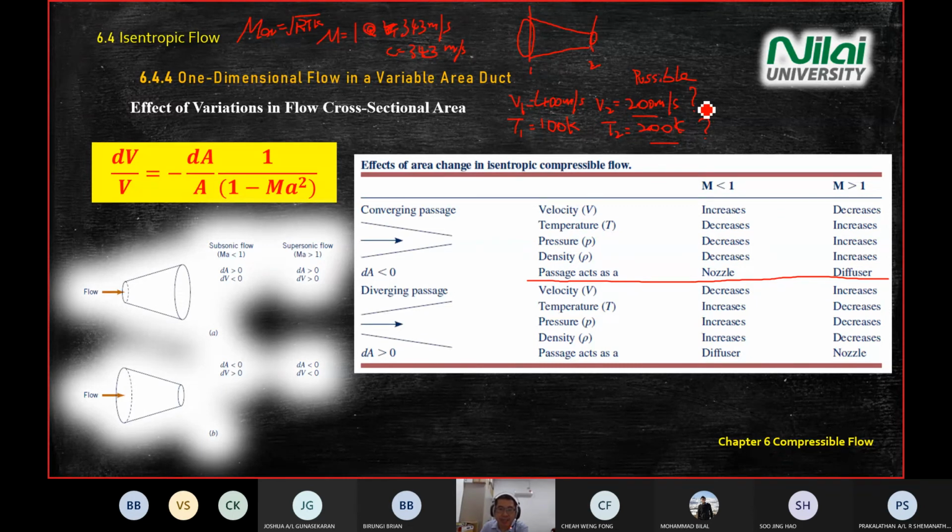From this table, not impossible, sir. Your answer is what? Impossible. Why? Since it increases, since Mach number is what? Is it more than 1 or less than 1? Less than 1. Huh? Less than 1?